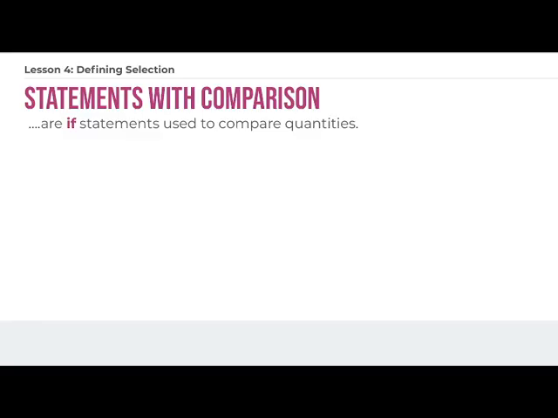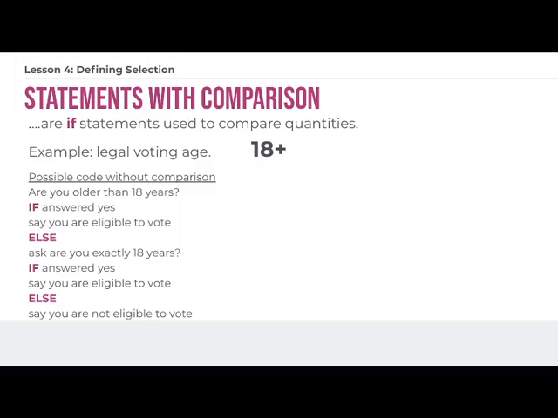So now we have finally gotten to statements with comparison. These are if or if-else statements. We said before that the condition that we used in both of the previous examples was, is it raining? That's a pretty simple condition to evaluate. But sometimes your condition actually needs to be based on more than one thing, or there's more than one possibility. So here's an example. We know that the age that you must be to vote in a US election is 18.